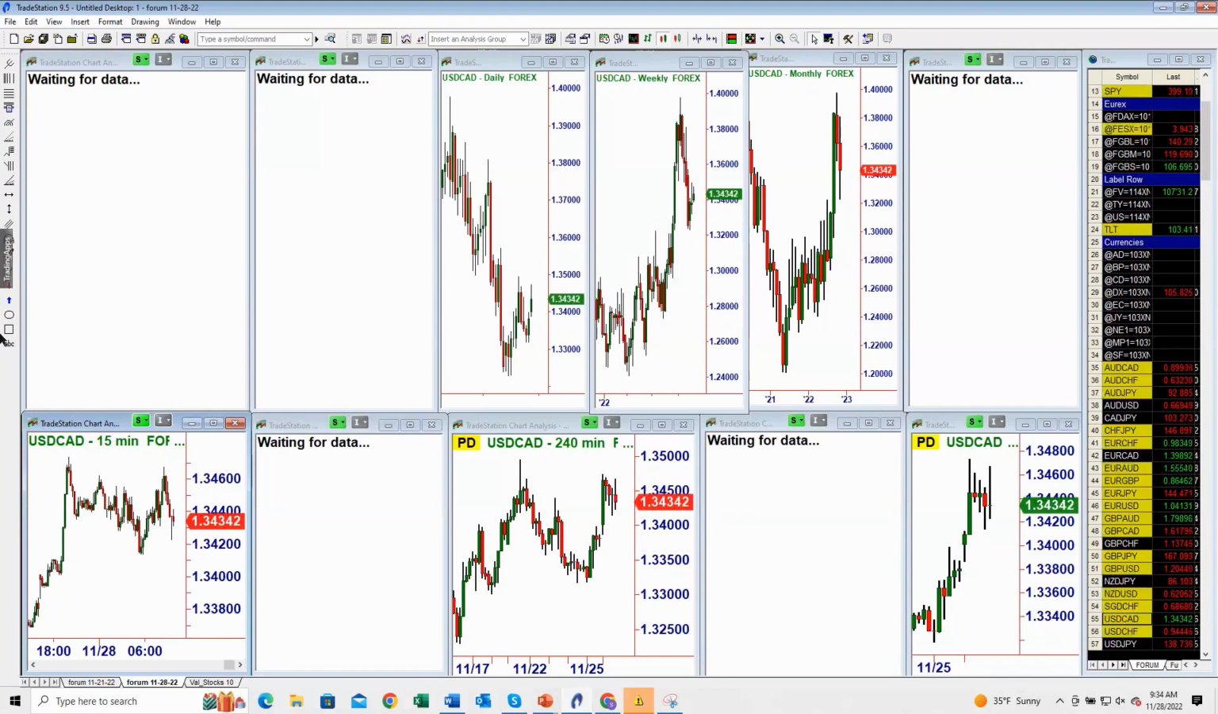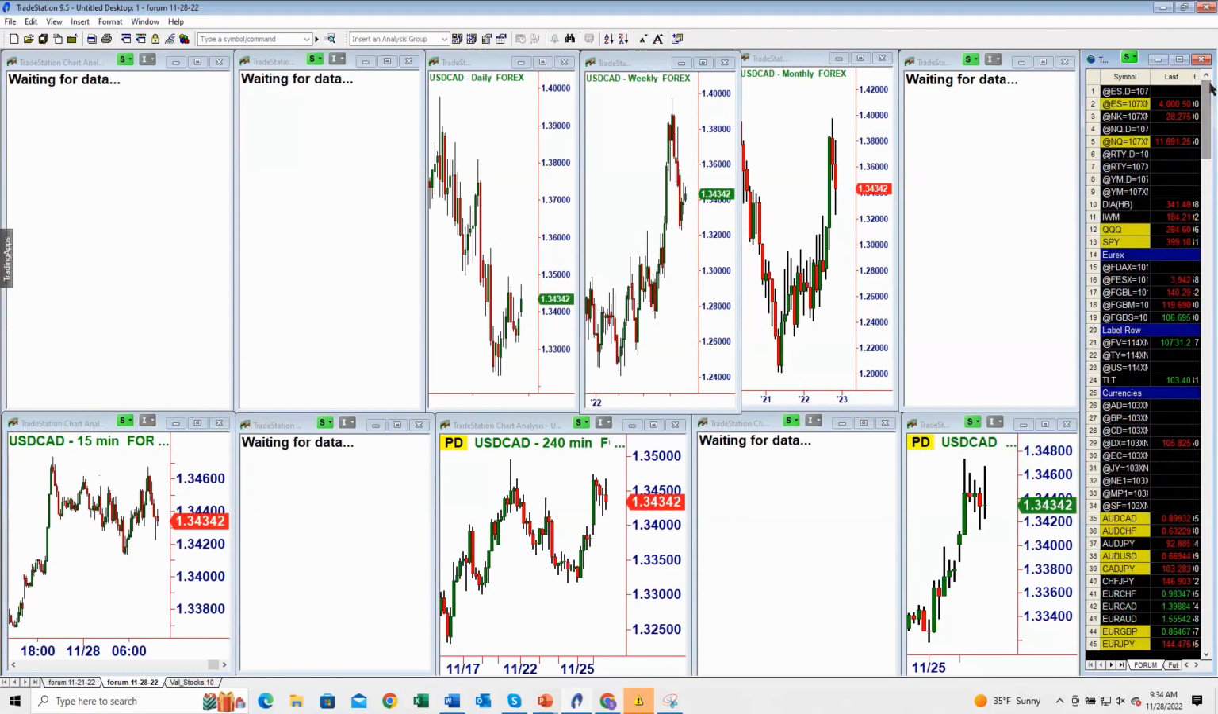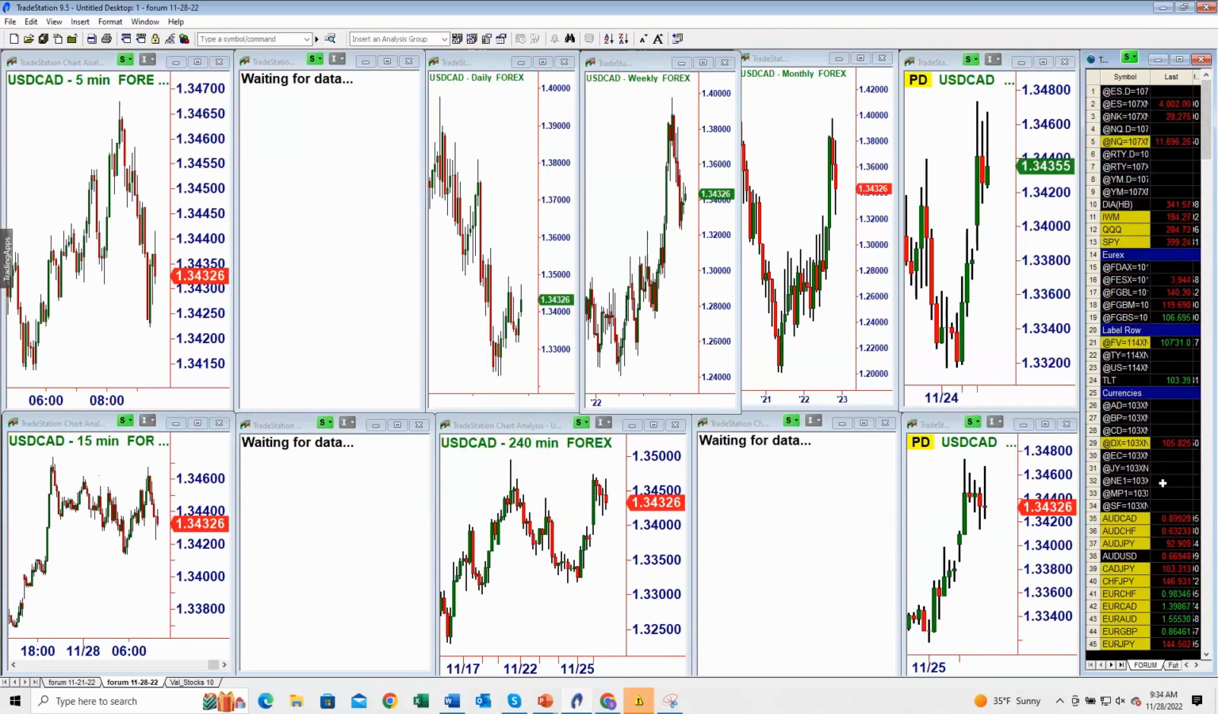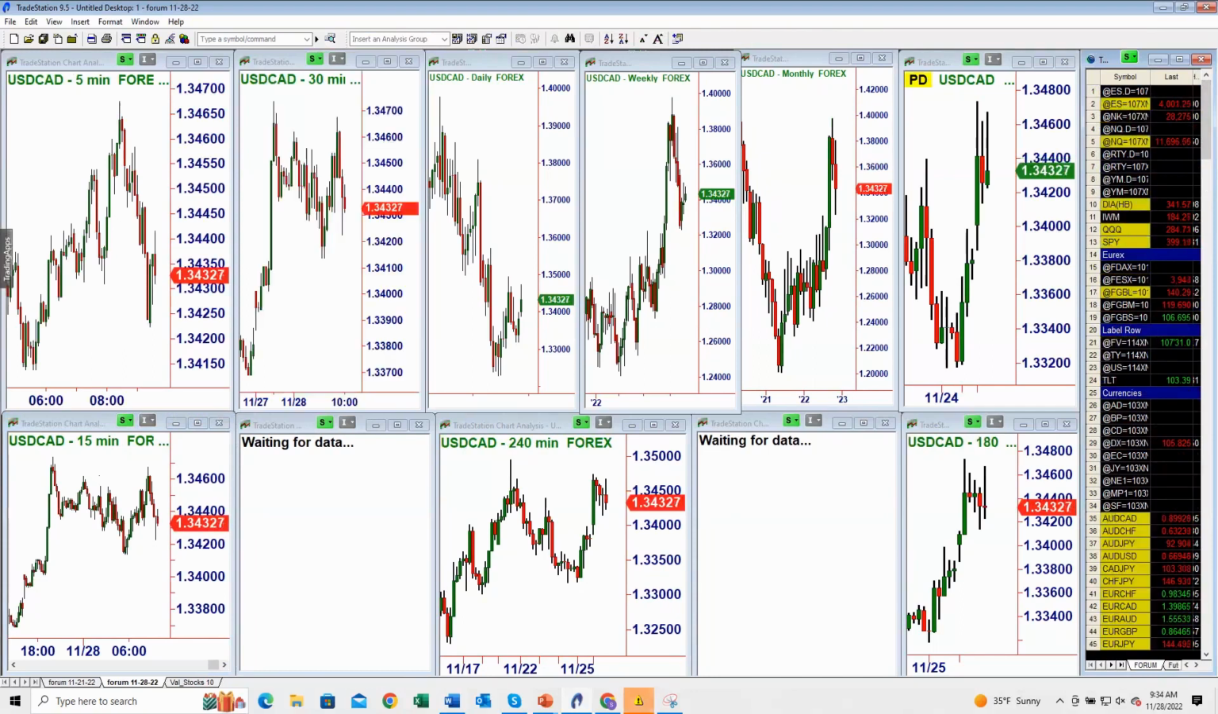Not sure why these charts are taking so long to come up, but they'll get here. And it looks like the stock market's moving a little bit lower, which is good. All right, we can start with, of course, the two charts I want are not updated.